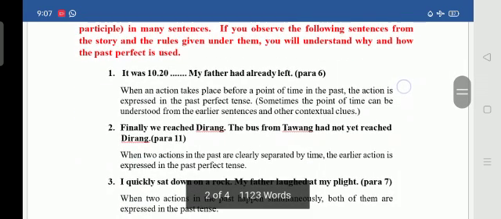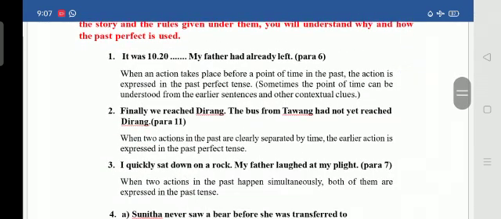So if you see the sentences here, first one: It was 10:20. My father had already left. This sentence is in para 6. Why the past perfect is used is explained in the paragraph below. If you see here, when an action takes place before a point of time in the past, the action is expressed in the past perfect tense.